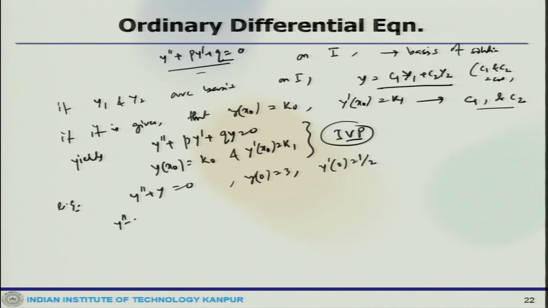Here y double prime equals minus y, so y equals sin x. So, y double prime equals minus sin x, which is true. So, the solution would be C1 sin x plus C2 cos x.